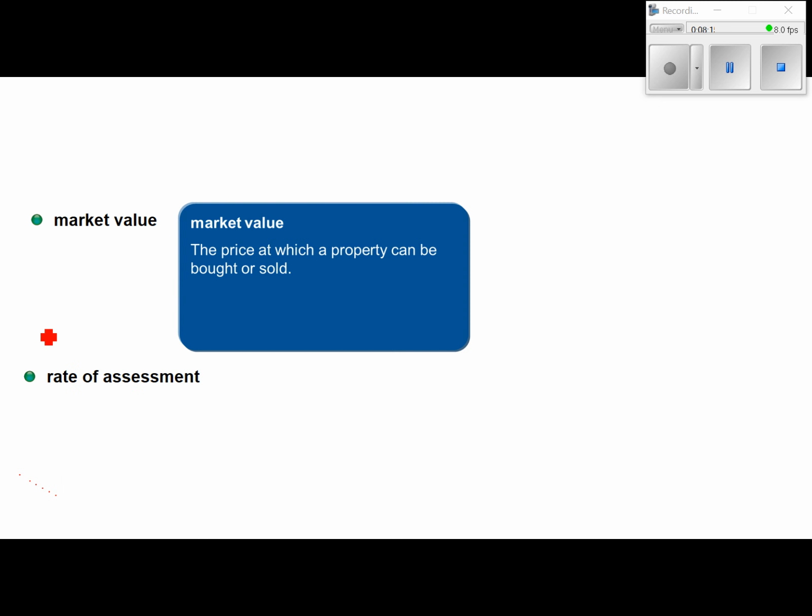Market value of the house is the price at which the property can be bought or sold. And you've got to make sure that this market value and their assessed value somewhat go together. Right? If the market value is $100,000 and they're assessing the house at $150,000, that doesn't make a whole lot of sense.